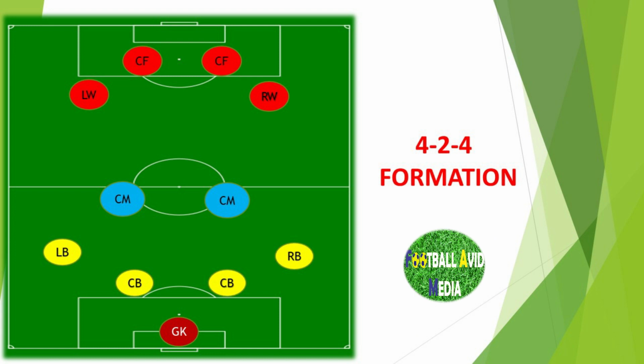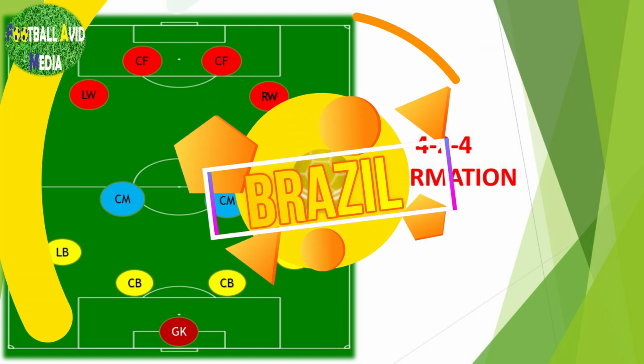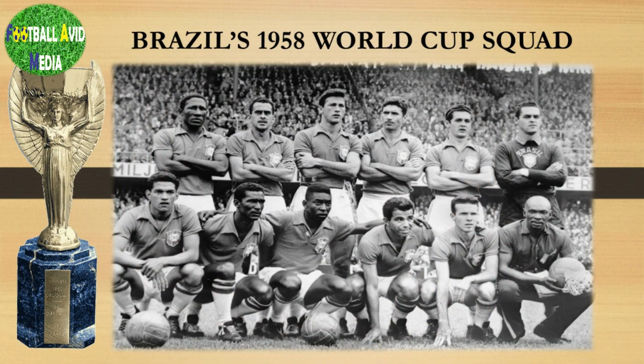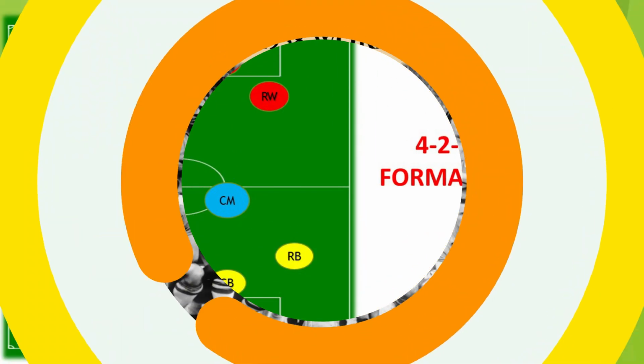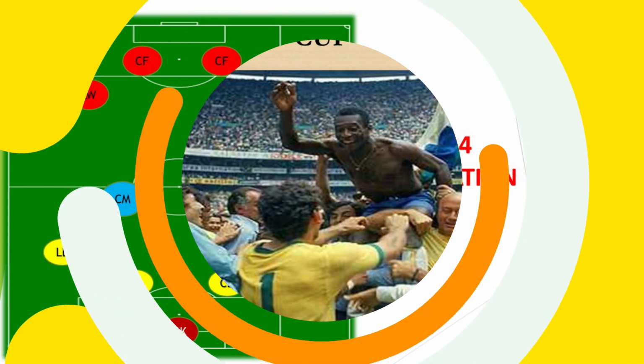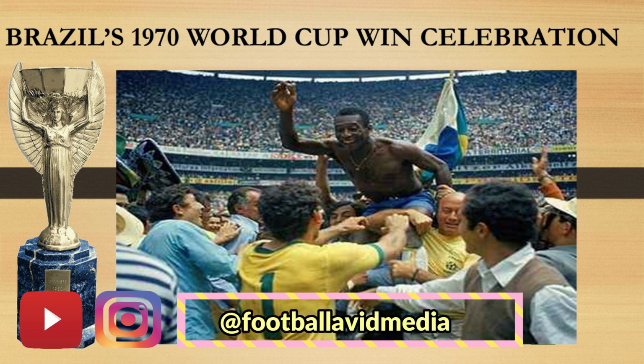Formation 4-2-4. This formation was a product of Brazil. It was tested for the first time in the Brazilian Championship and then during the 1958 World Cup, won by Brazil. It should be mentioned that the 4-2-4 was not a Brazilian novelty, but the Brazilians had more success with it. They would use it again in the 1970 World Cup with supreme results.